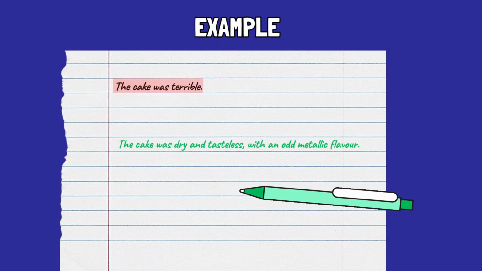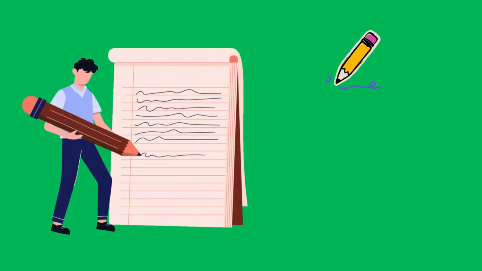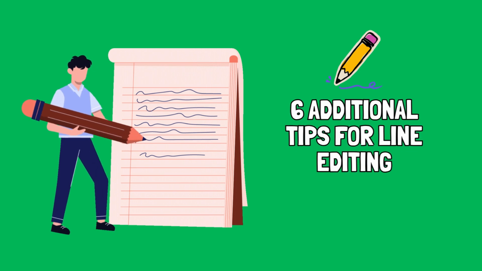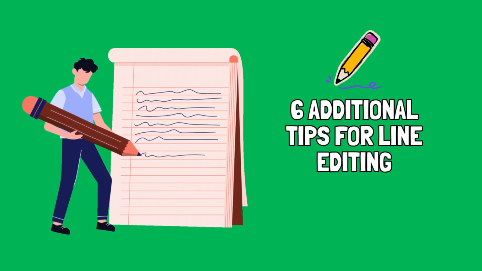The revised sentence fills in this gap by providing more information with descriptive adjectives like dry and tasteless, and a specific detail about the odd metallic flavor. By adding these details, the reader can clearly understand why the cake was considered terrible. In addition to these key areas, consider the following tips to further refine your line editing process.